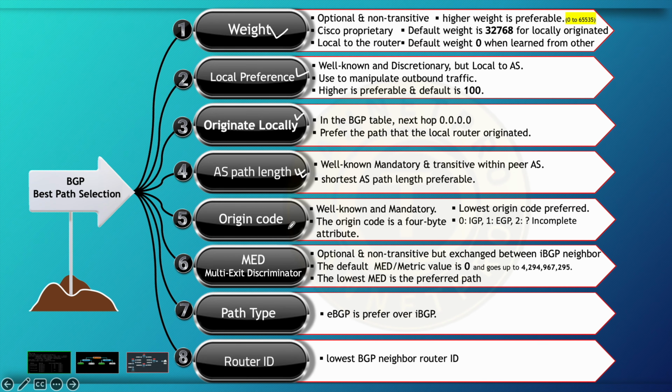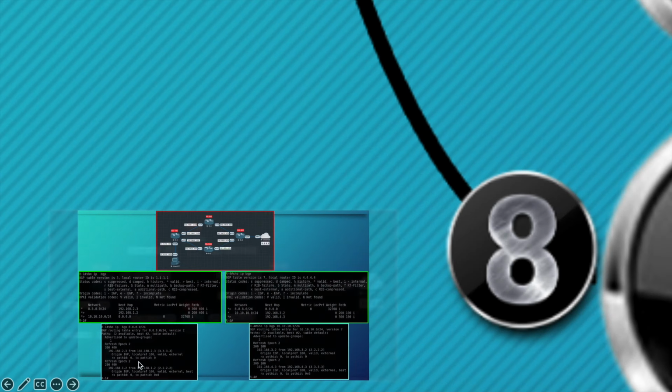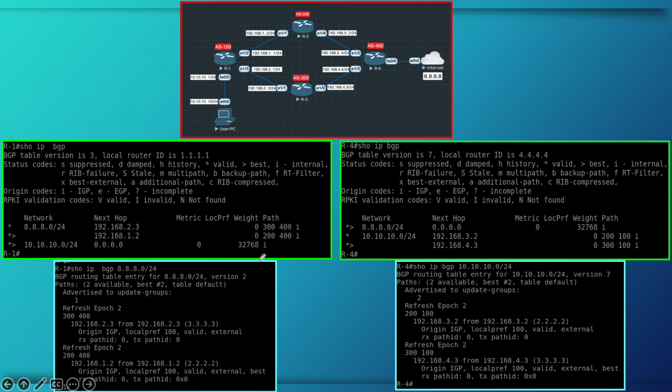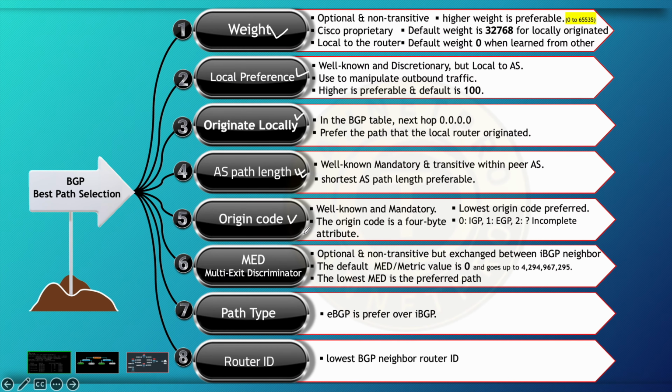Now what is left? Origin code. This tells us from which type the network was learned. Let's understand that also. Where is the origin code? Here. Both paths learned this network with origin code I. So again it's equal, again it's a tie. We are trying to break the tie. Hope you understand.